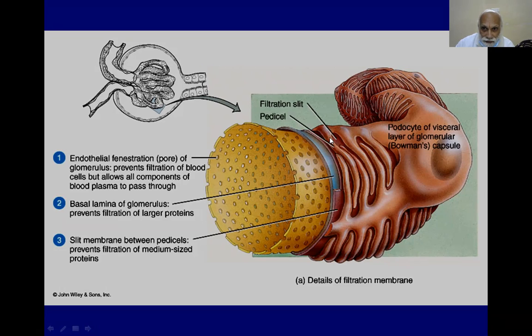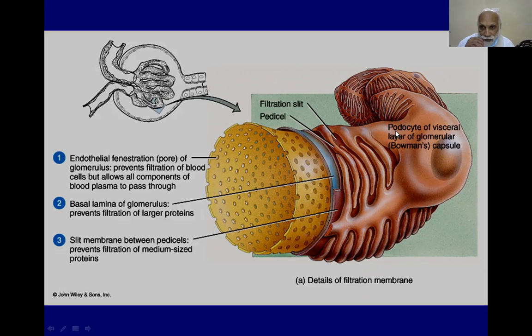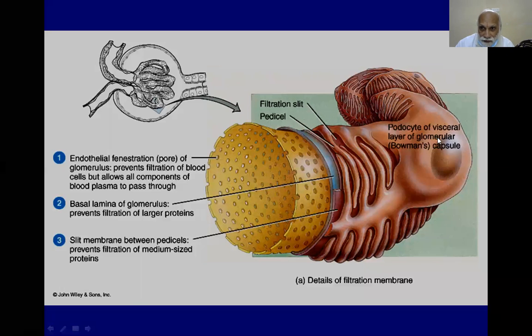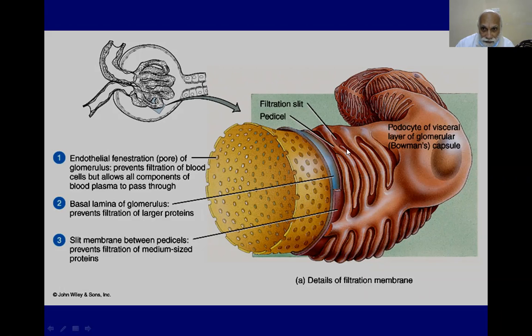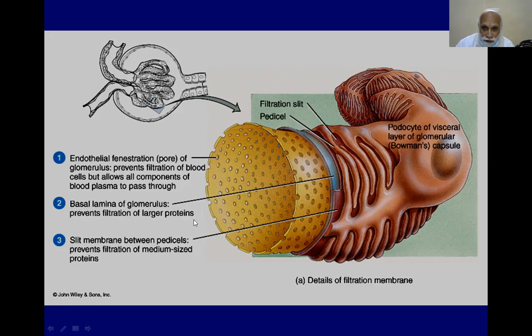So the pedicel is this leg-like, extended portion that comes from the body of the podocyte. Podo refers to foot or leg. Then you can see the podocyte of the visceral layer of the glomerular capsule, or Bowman's capsule. So you have the filtration slits here and the fenestra in the endothelium, and there is a basement membrane which is continuous and prevents the larger proteins from going through it.